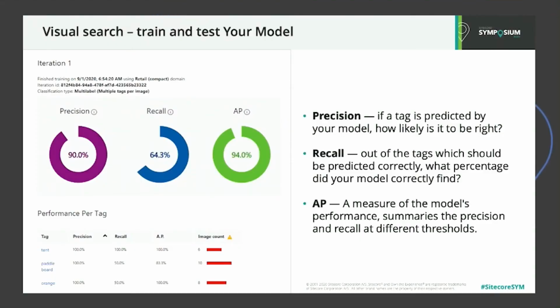The next piece is we're going to evaluate our model. The precision: how likely is it that our images are going to be correct? Out of the tags that we've uploaded, what percentage did our model correctly find? Microsoft provides an interface to give us an overall measure of our model precision.